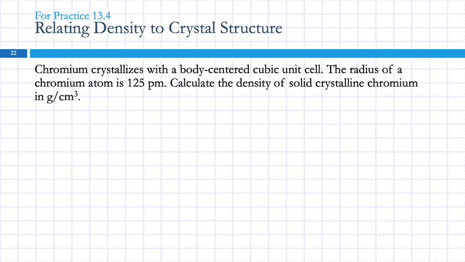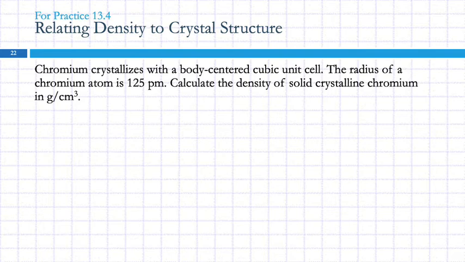So this is a fun problem that could show up on homework. Chromium crystallizes with a body-centered cubic unit cell. The radius of a chromium atom is 125 picometers. Calculate the density of chromium. What? I'm not going to do the problem. It takes a while.